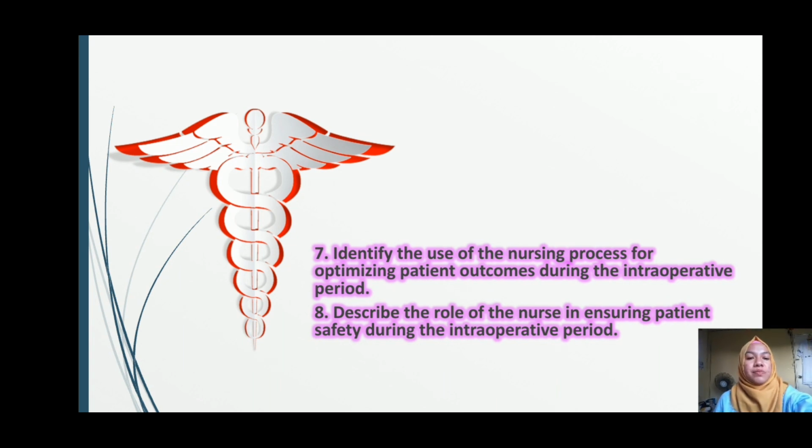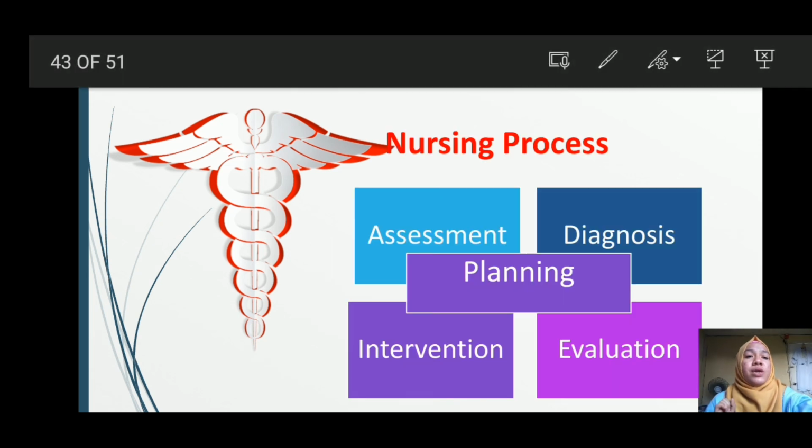So for the number 7 learning objective: identify the use of the nursing process for optimizing patient outcome during the intraoperative period. The nursing process is a systematic guide to client-centered care. And number 8 learning objective is describe the role of the nurse in ensuring patient safety during the intraoperative period. Then we have the 5 nursing process steps: assessment, diagnosis, planning, intervention, and evaluation.